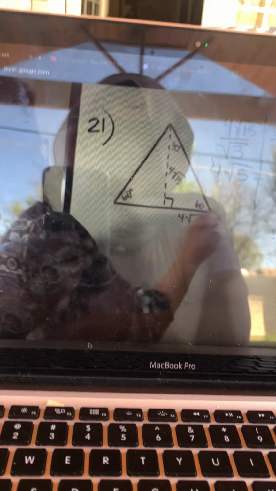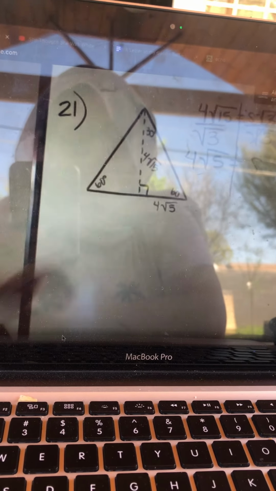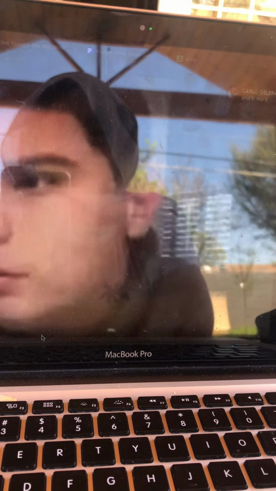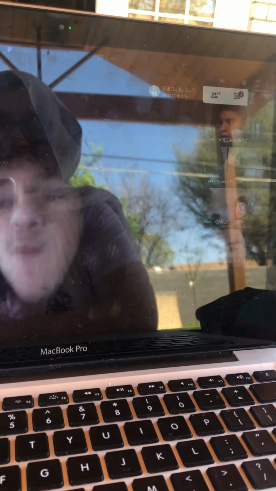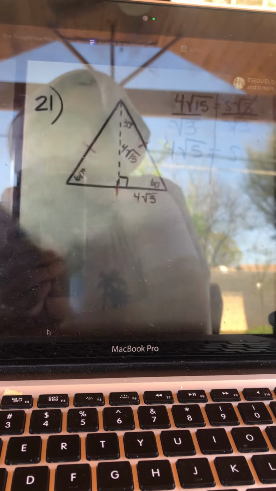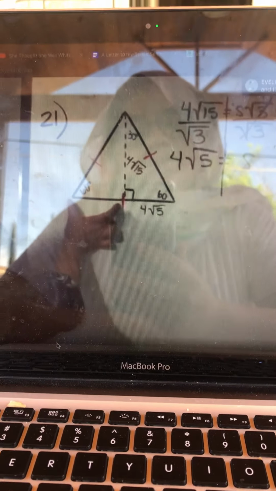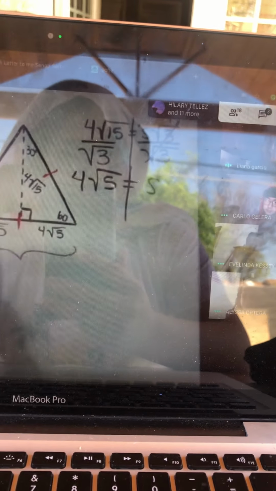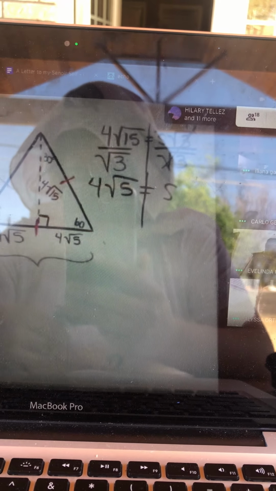So the short leg was 4 square root of 5. What type of a triangle is this larger outer triangle? Equilateral. So this side is congruent to this side, which is congruent to this side. If that's 4 square root of 5, what is this? This is 4 times the square root of 5. And together, what are they equal to? 8 square root of 5.